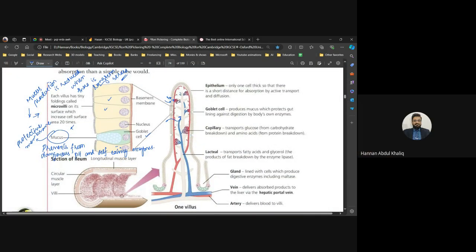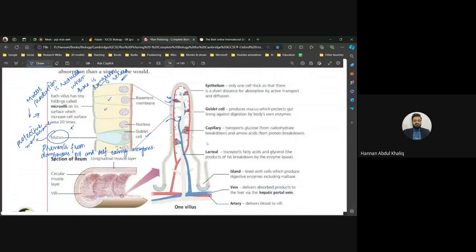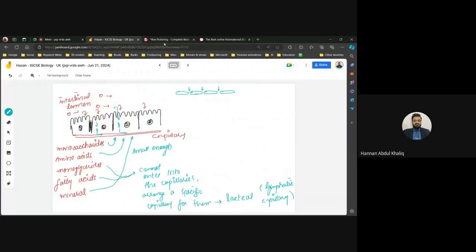Okay. So the fats are directly going to enter into the lacteals. So all the substances are now transferred to the capillaries, and you can clearly see that this is a vein, this is an artery or arteriole maybe, and the blue one is the vein, and over here we have a network of capillaries.